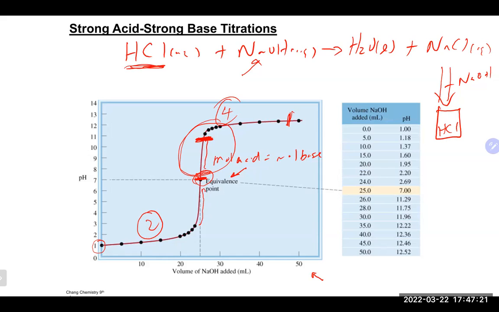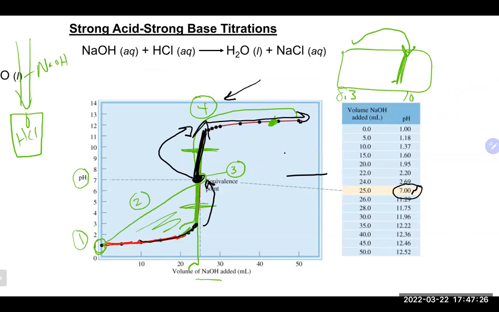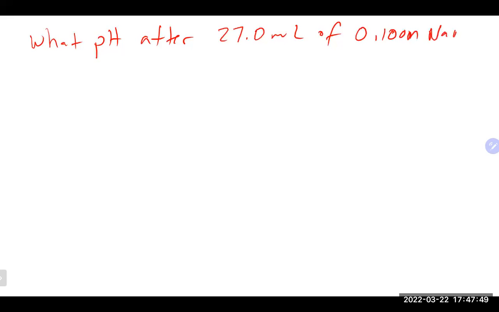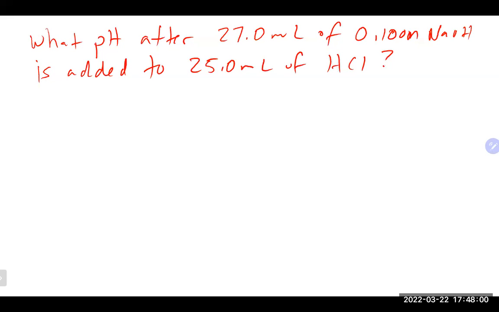Any questions on any part of these titrations? So why don't we try one? What is the pH after 27 milliliters of 0.1 molar sodium hydroxide is added to 25 milliliters of HCl? All right, take a minute, see what you have.